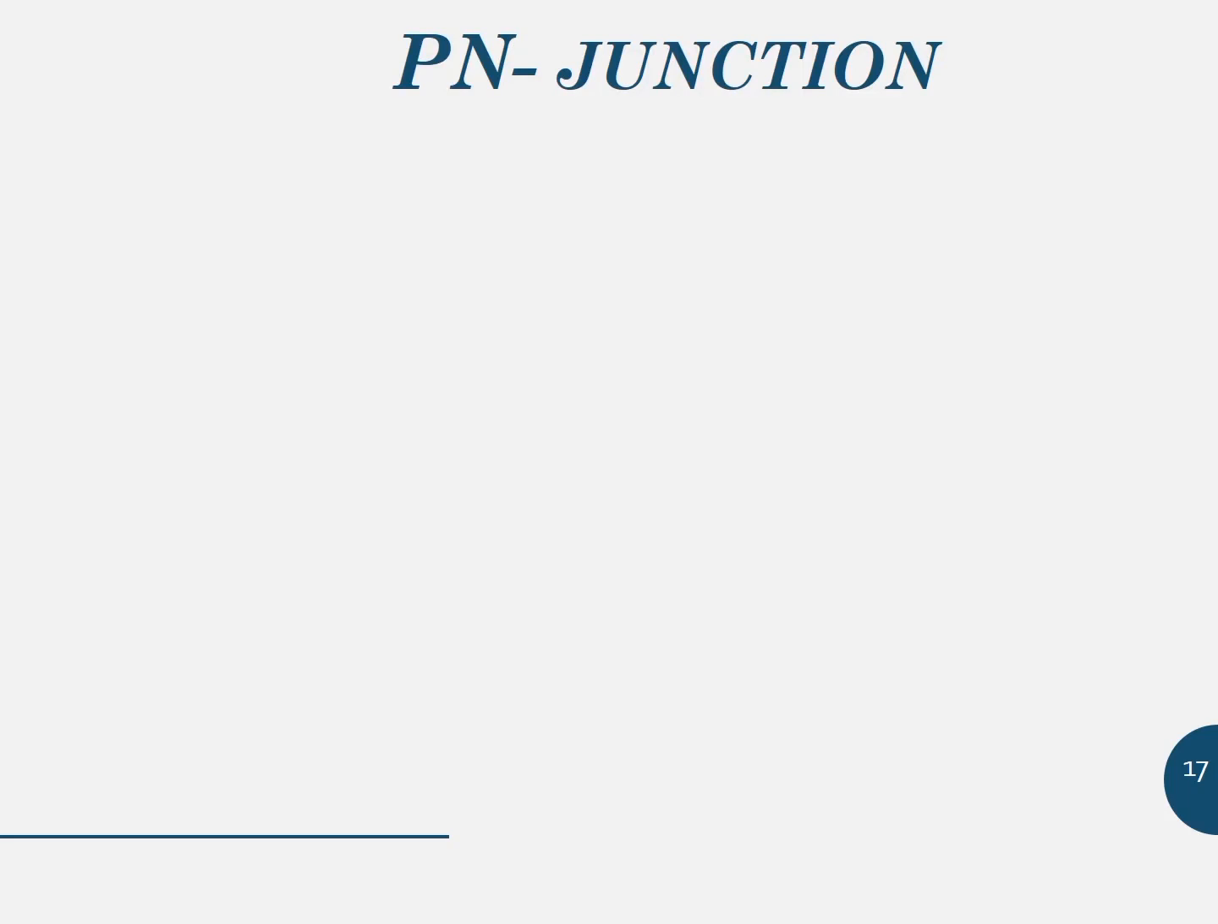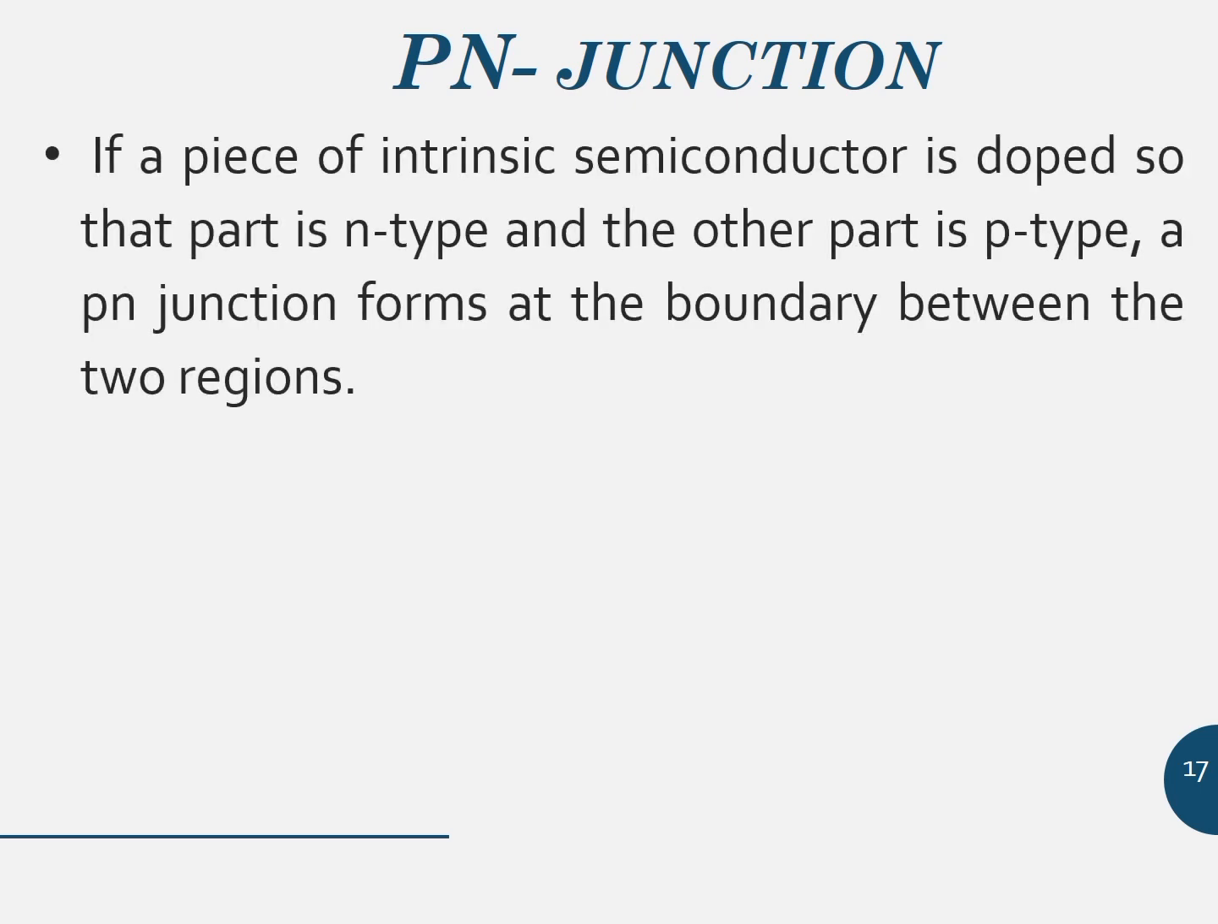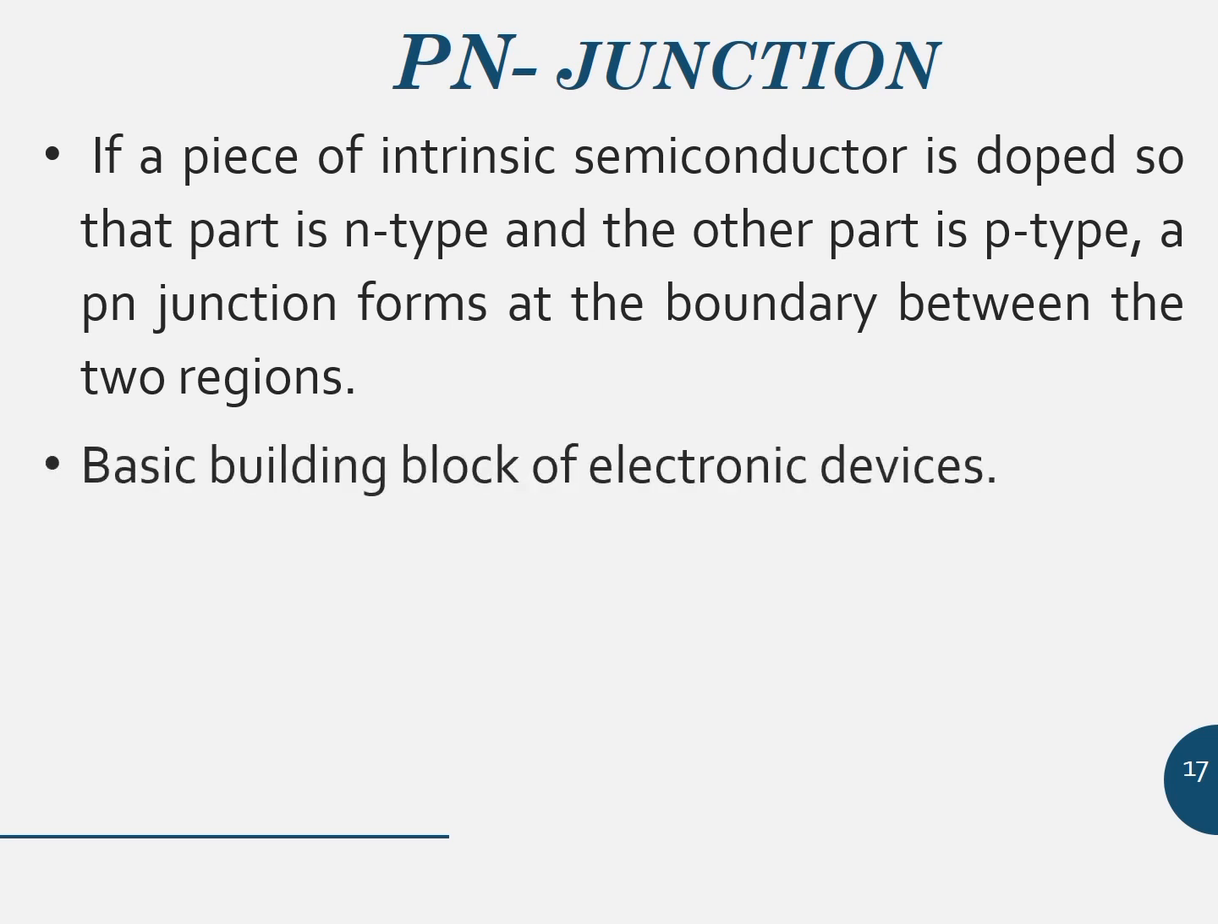What is a p-n junction? If a piece of intrinsic semiconductor is doped so that one part is n-type and the other part is p-type, then a p-n junction is formed at the boundary between the two regions. This p-n junction is a basic building block for many electronic devices.